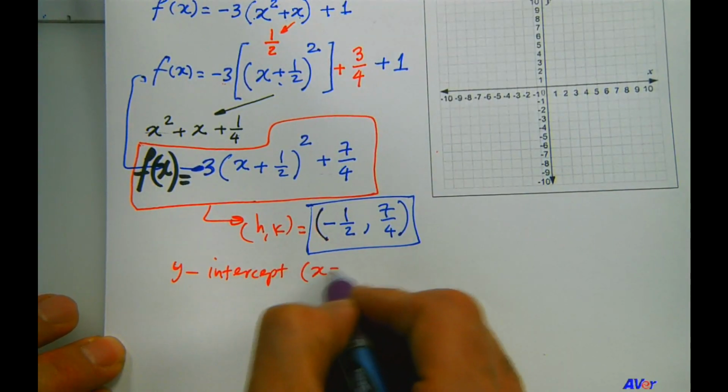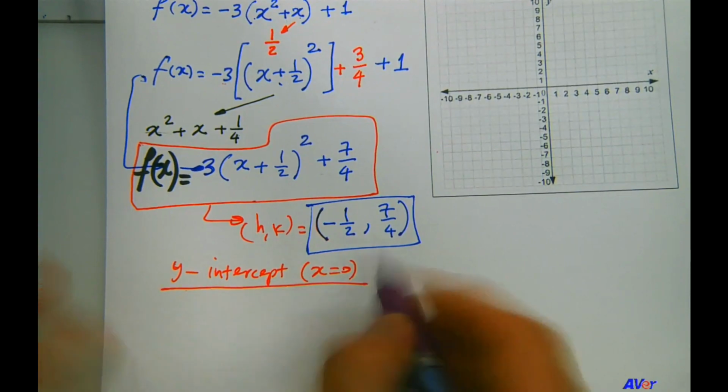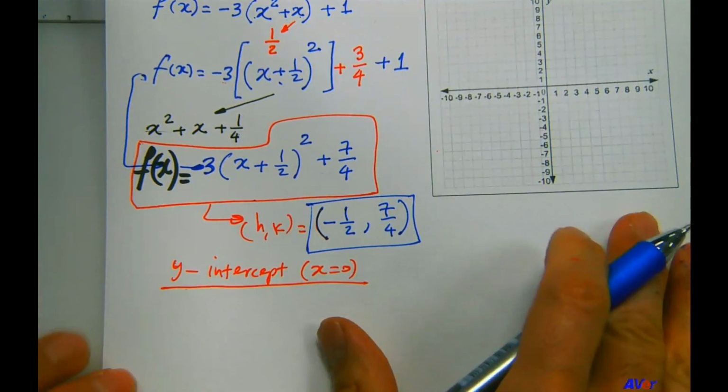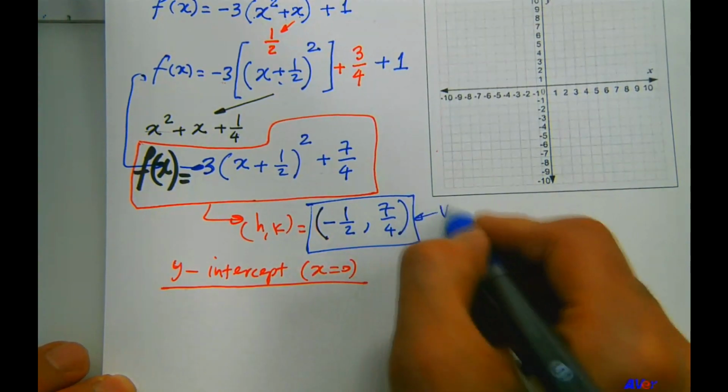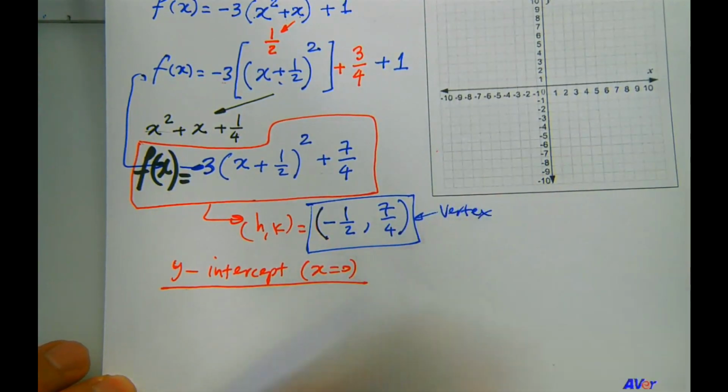that means x equals 0. So this is the coordinates of the vertex, right? Let me make that clear. And here we're calculating the y-intercept.